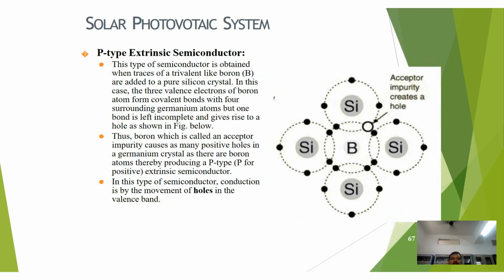Coming to the p-type semiconductor, this type of semiconductor is obtained when a trivalent material like boron is added to a pure silicon crystal. In this case, the three valence electrons of the boron atom form covalent bonds with three of the four surrounding silicon atoms, but one bond is left incomplete and gives rise to a hole, as shown in the figure. So the acceptor impurity creates a hole. In this type of semiconductor, the holes are majority carriers, whereas electrons are the minority carriers.